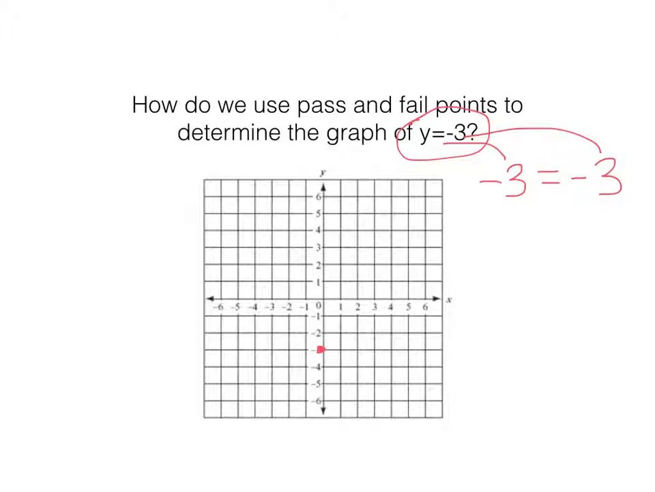So if x is -5, y is -3. If x is +5, y is -3. If x is 2, y is -3. So this turns out to be, sorry for the bad line, a horizontal line at y = -3. Copy this example into your notes.